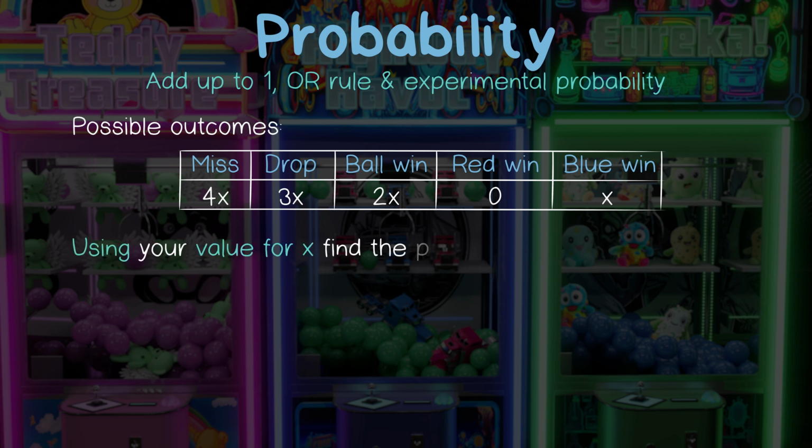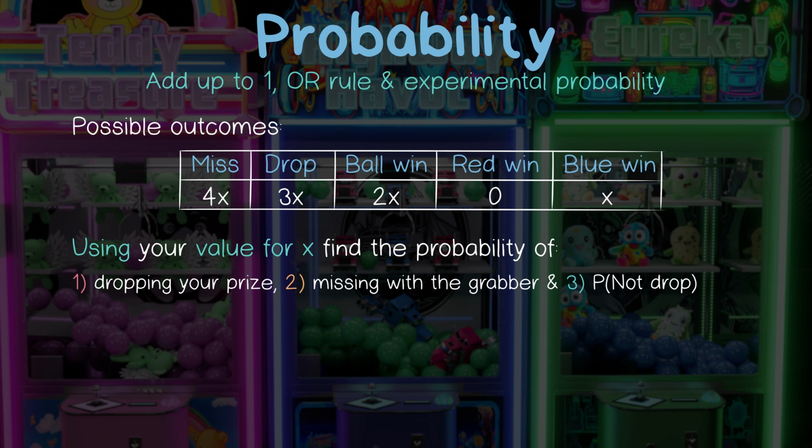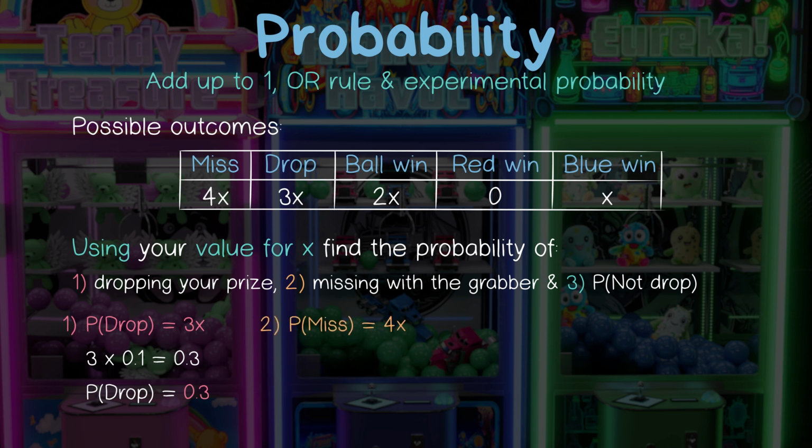And now we can use this to solve our next question, which asks us to find the probability of dropping. The probability that we were given for this was 3x. 3 times 1/10 or 0.1 is 3/10 or 0.3. And how about the probability of a miss? We look, and this was given as 4x. Same again, 4 times 1/10 or 0.1 gives us 0.4.